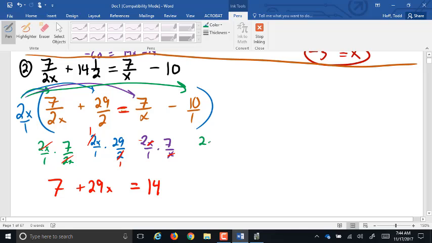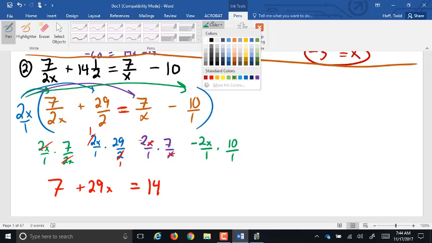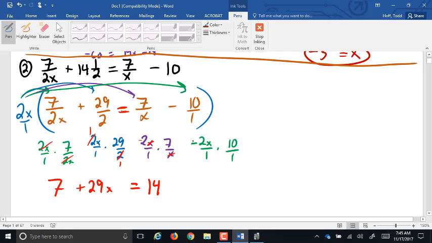And 2x over 1 times, it's a negative 10, so I'm going to put a negative up here, times 10 over 1. Now, the only reason I put the negative up here is if one of them is negative, the answer has to be negative. So I'm just putting that negative up here to know that somewhere I've got to include that negative in my answer.